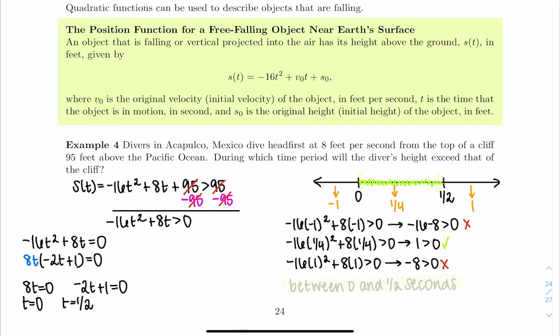And because this is strictly greater than 0, we will be using parentheses for both. And so that means the diver's height is taller than the cliff between 0 and 1/2 seconds. So not very long.